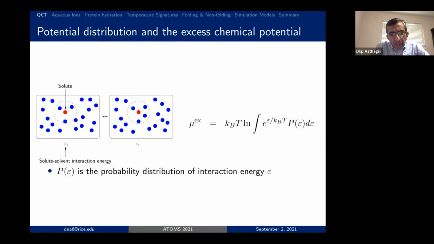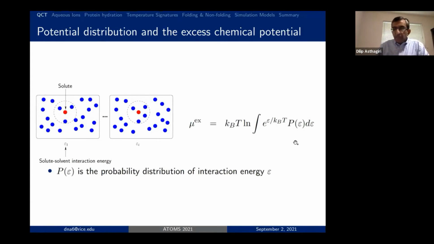We start with the idea of the potential distribution theorem, and I'm sure everybody is familiar with this. For ease of presentation, I'm going to look at it in the inverse form. Essentially, I have a solute here, which is a red sphere, and the solute has an interaction with the solvent, in this case shown as epsilon1. As the solvent samples different configurations, I get a distribution of energies. P of epsilon here is the binding energy distribution.